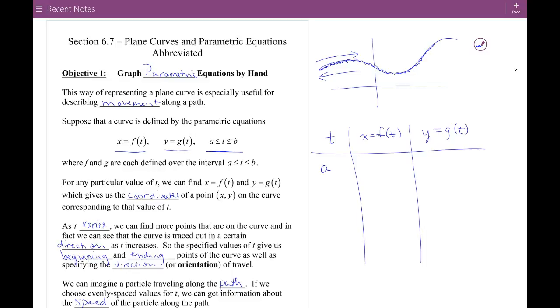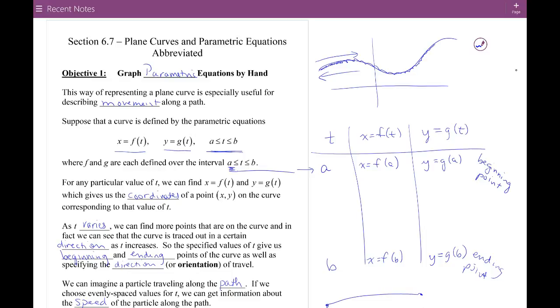So when you put a in for t, where this a is the beginning of the interval, then x, which equals f of a, and y, which equals g of a, are going to give you the beginning point of your travel. And then when you get down to b, the x coordinate is going to be f of b, and the y coordinate is going to be g of b, and that's going to be your ending point. So it's a way of saying I only want this piece of the curve if I only go from a to b.